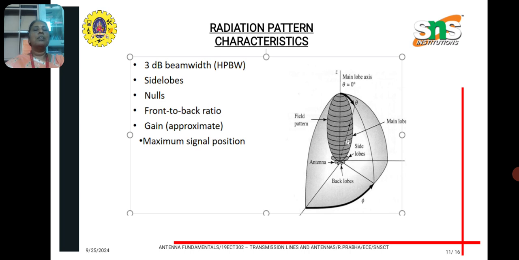And side lobes, we know, represent the lobes in unwanted directions. They represent radiation loss, useful radiation loss. And the nulls are the points of zero radiation. Front to back ratio is nothing but the ratio of radiation in the forward direction to the reverse direction, that is the backward direction. And gain represents the antenna's useful radiation, and the gain is related to the directivity as G equals KD, and the maximum signal position.